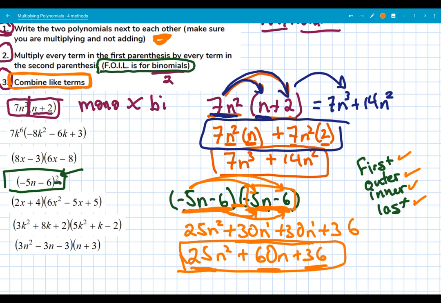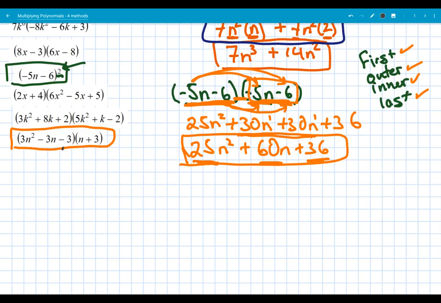Let's see. I'm going to have to erase some of this so that we can try one more. I'm just going to show it to you. Three n squared minus 3n minus 3 times n plus 3.